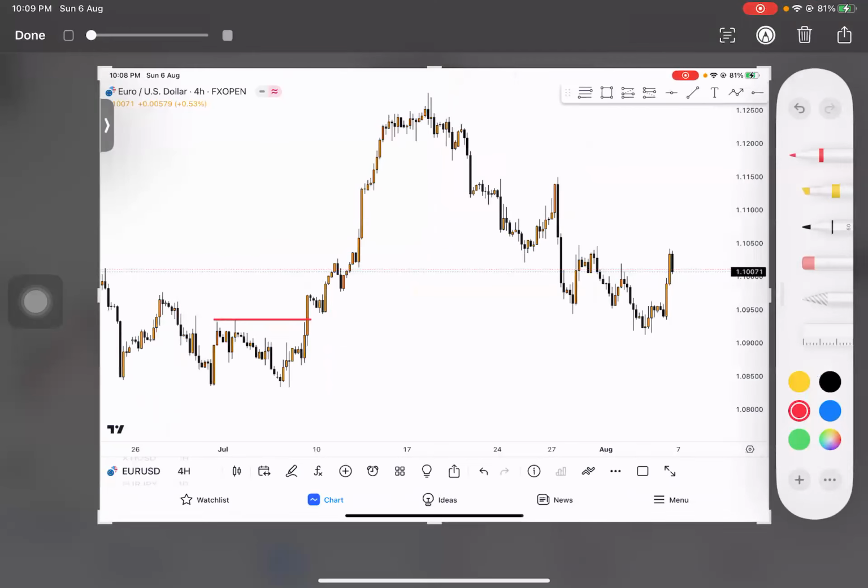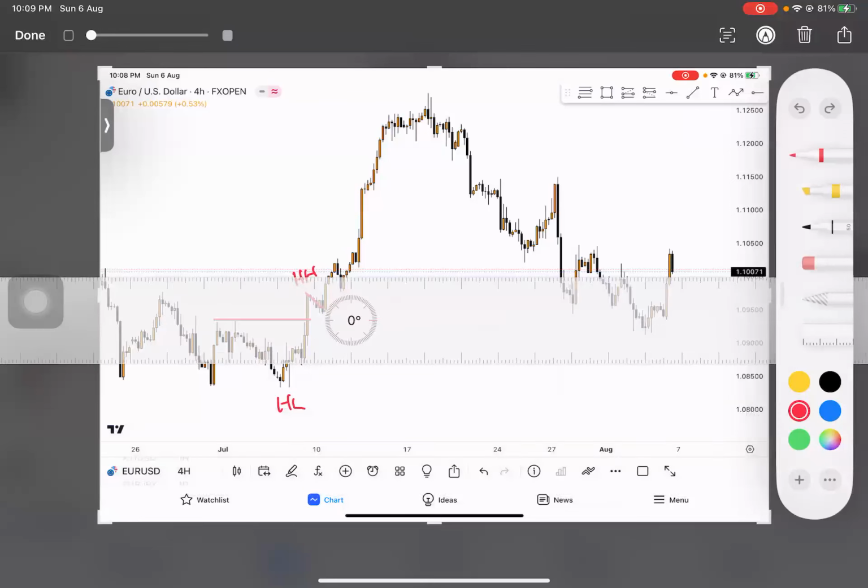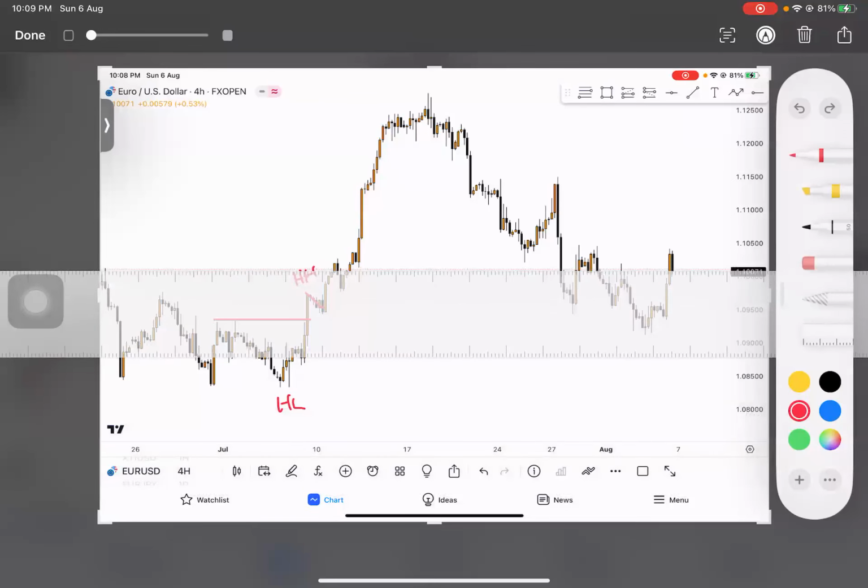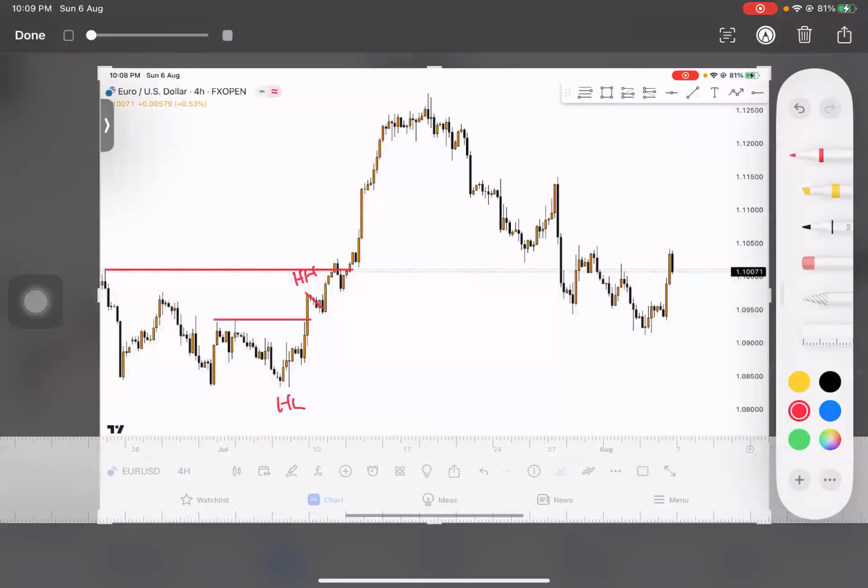So where is the breakout? This is the breakout. After the breakout, it created a new higher high, right? This is the previous higher low. And then another breakout. Let me use the ruler, it's better. So this is the higher low again, a new higher high, higher low, higher high. So this is the confirm low.